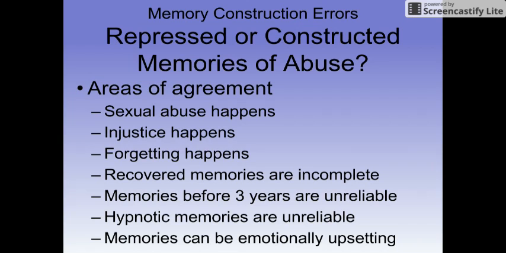For example, sexual abuse happens. Those memories of getting abused as a child, those can be quite true. Those events have certainly happened. Injustice happens. Forgetting happens. Recovered memories are almost always incomplete. So those recovered memories of abuse that adults remember from when they were children are very much incomplete memories, primarily because memories before 3 years old are very unreliable. Hypnotic memories, as we looked at, are not reliable. And then, of course, memories can be emotionally upsetting.